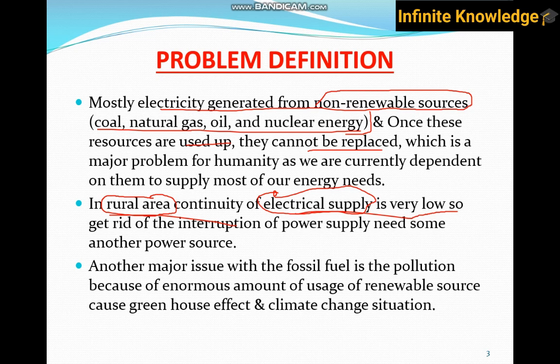Okay. Another major issue is that fossil fuel causes pollution. Pollution is a major concern because nowadays the temperature rise concern is very high, and the non-renewable sources mostly cause an increase in the carbon dioxide level and pollute the environment. Okay, so this is a simple problem definition. You can change it according to your requirement also.